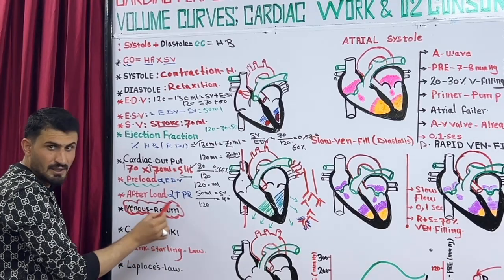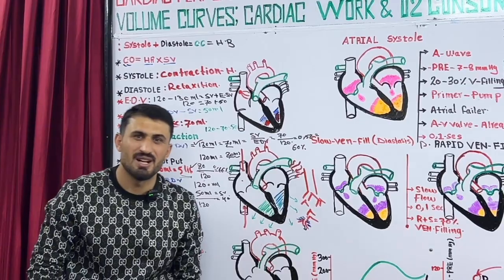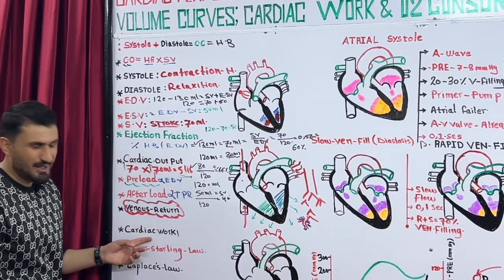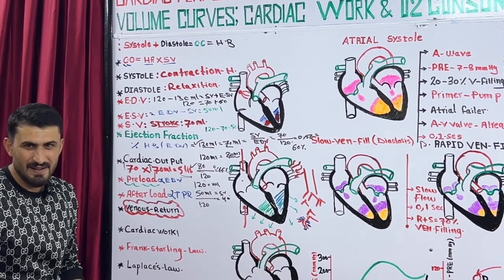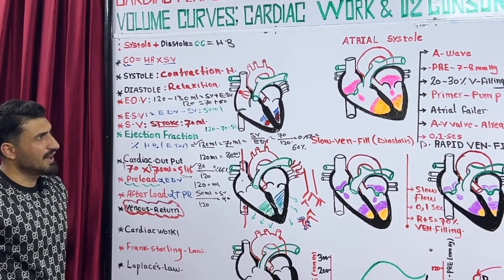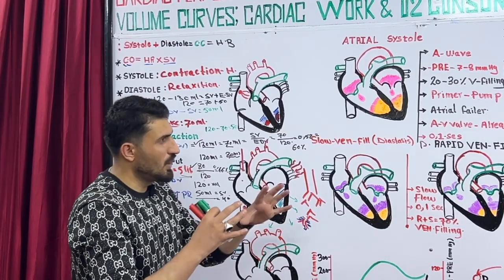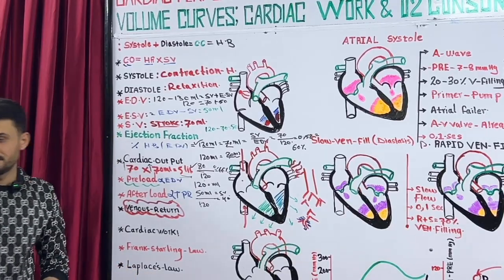This amount of blood is called a venous return. Got it? So now about cardiac work, Frank-Starling law and Laplace law we will talk later on. Okay. So now let's talk about the cardiac cycle. What are the phases of the cardiac cycle?